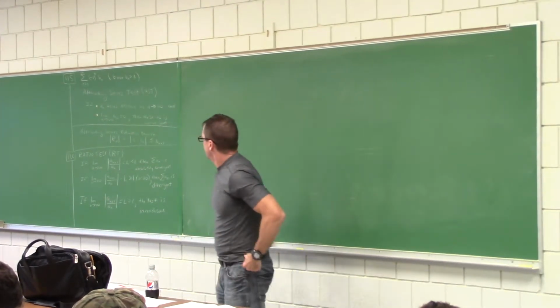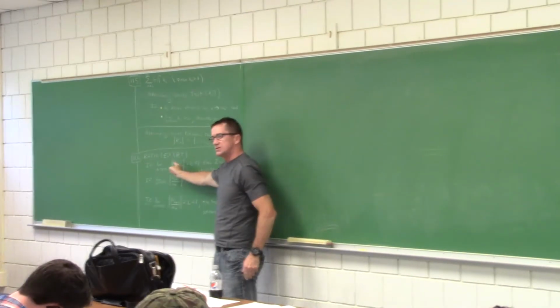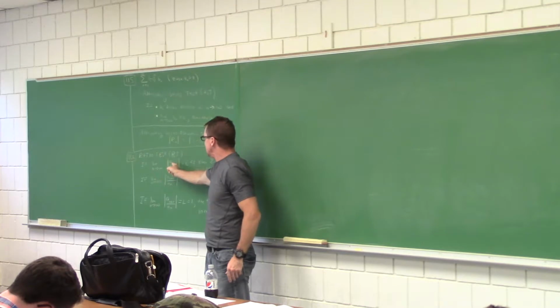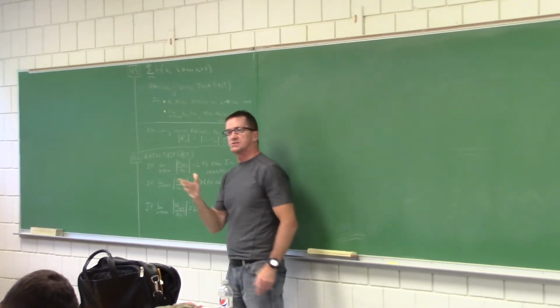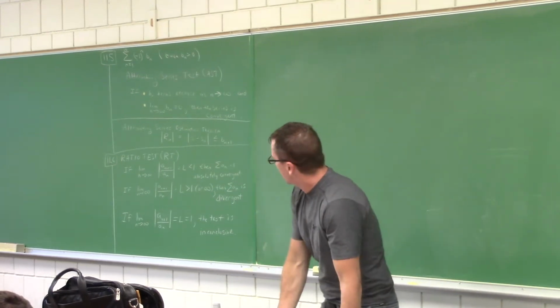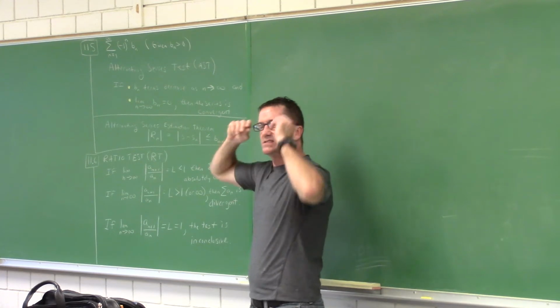Okay. So now, the ratio test. This test is outstanding. We're going to look at the limit as n approaches infinity of a ratio of a sub n plus 1 over a sub n in terms of some series. And we'll see if that limit exists. If the limit's less than 1, then the series is absolutely convergent.